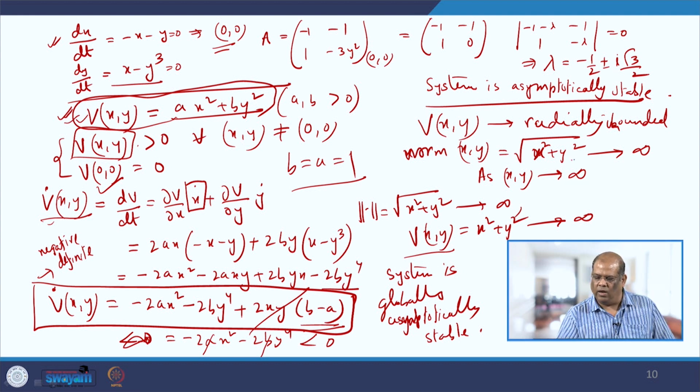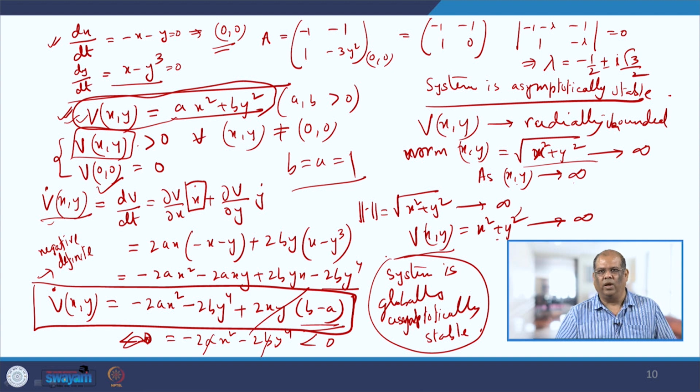For that you take the norm, and as (x,y) tends to infinity, this norm also goes to infinity, and this V(x,y) also goes to infinity. So, by the Lyapunov condition for global asymptotic stability, as your V(x,y) tends to infinity as your norm goes to infinity, that condition is fulfilled, and you say the system is globally asymptotically stable.